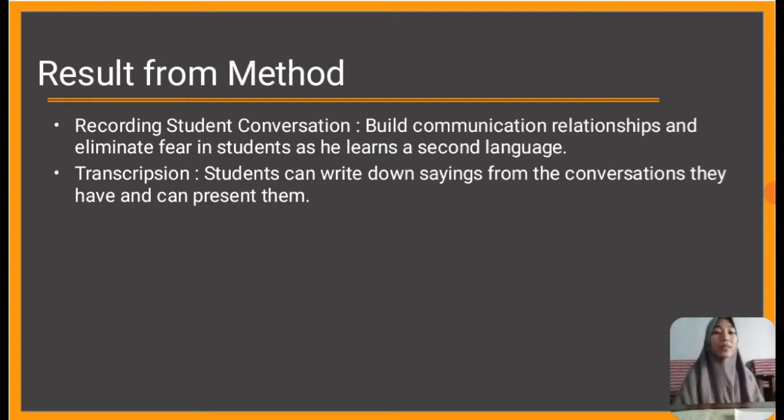Okay, we have explained the method used earlier. Now is the result of the method. The first one is recording student conversation. The result is to build communication relationships and eliminate fear in students as they learn a second language. And the last one is transcription. The result is students can write down sayings from the conversation they have and can present them.